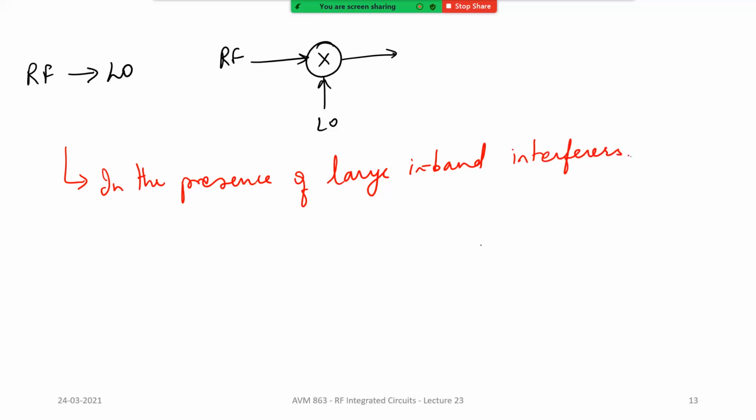That is, along with your desired signal, there is a very large interferer, like how we talked about blocking. You have a very large blocking or interfering signal. Now, if the input signal at your RF port is very large, it can leak to your LO. And what will happen with this leaking? This will give rise to what is called injection pulling, or LO pulling. This phenomenon is called LO pulling.